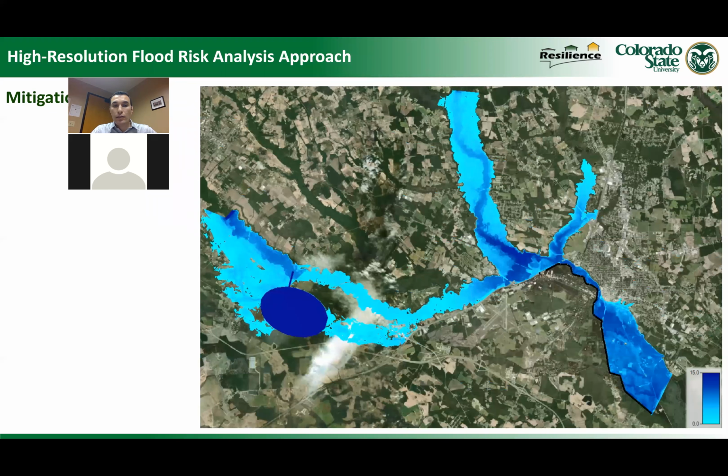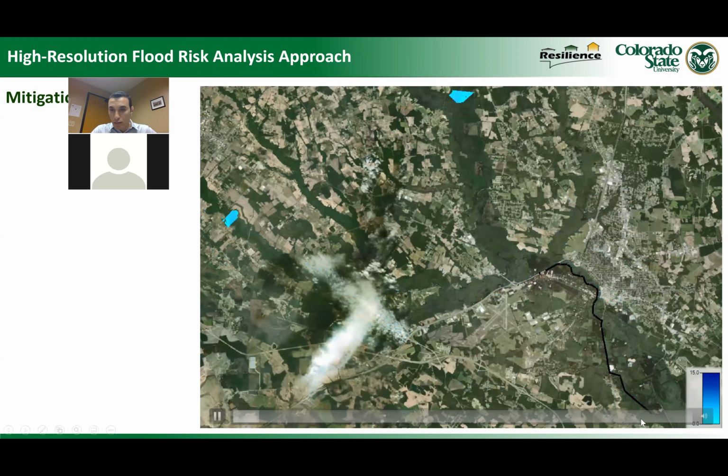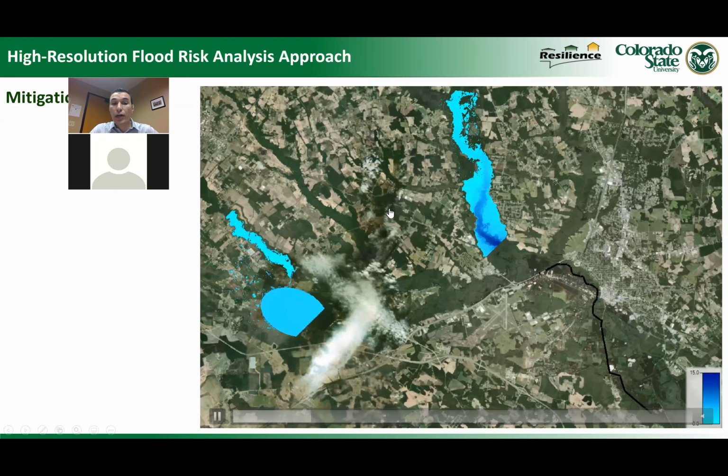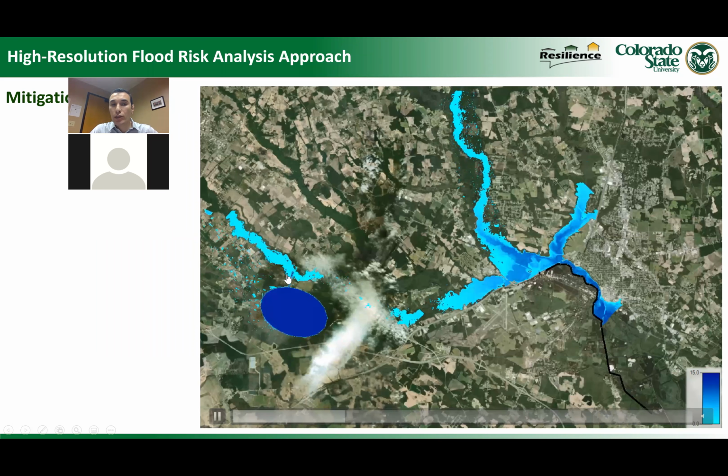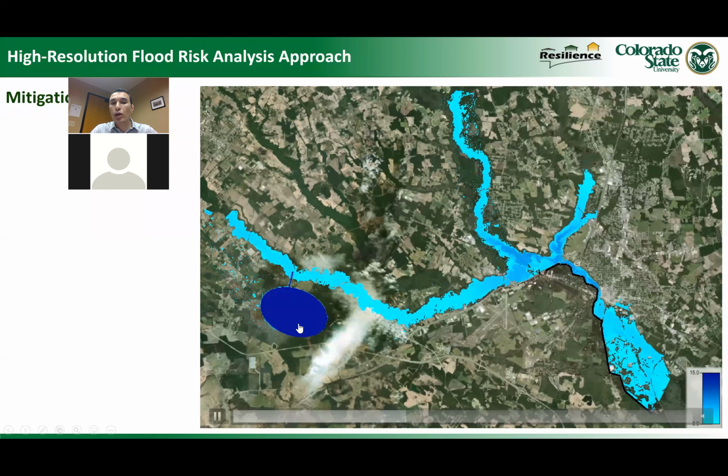And this shows what if we were able to build a retention system here at this location to take the excessive water from the river, and control it, and then release it as much as needed.